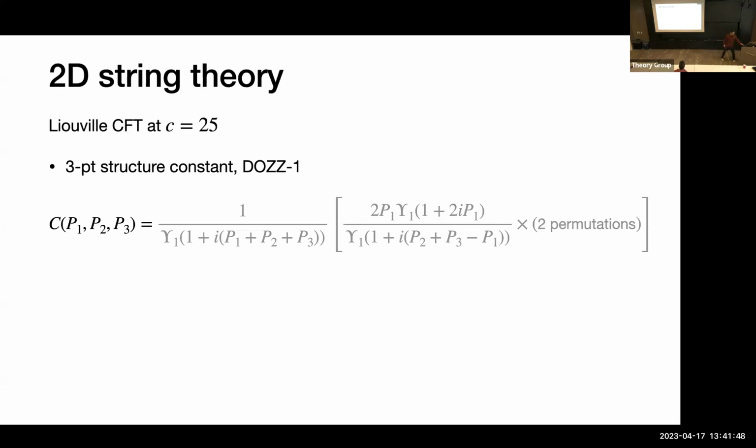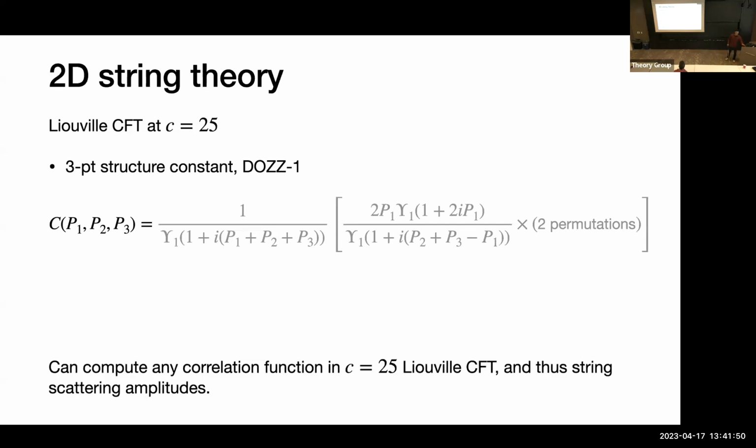Okay, but I just want to emphasize that it's a very concrete CFT, and in principle, any correlation function of this c equals 25 CFT, and therefore, as an ingredient of the full string theory of the previous slide, you can compute any scattering amplitude in this theory. So very explicit. Yes? This is true for any c, right? Yes, it's true for any c, but this c equals 25 is the one that's relevant for two-dimensional string.